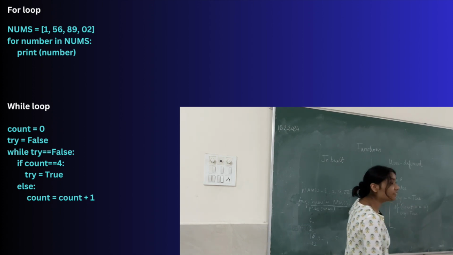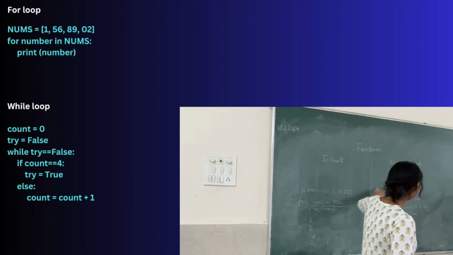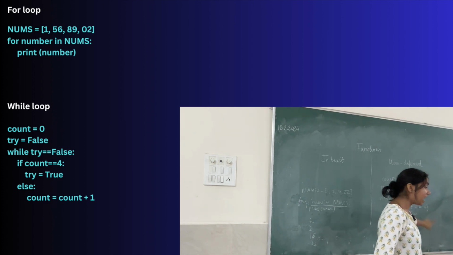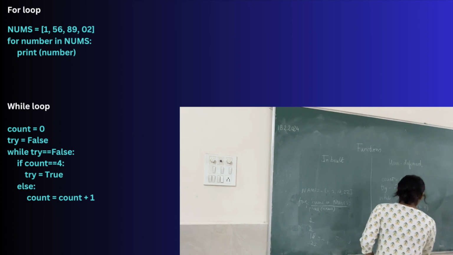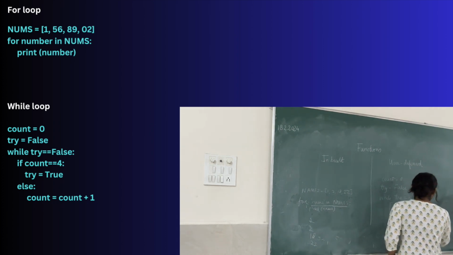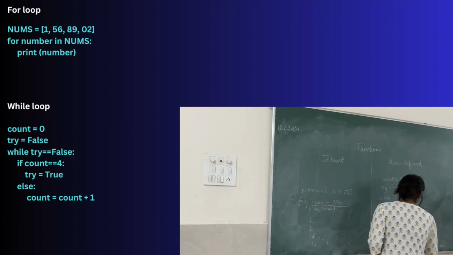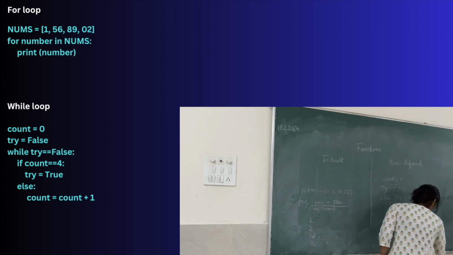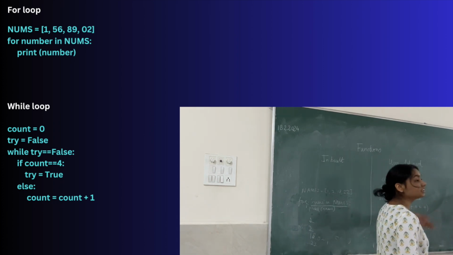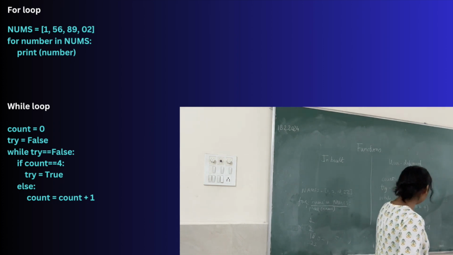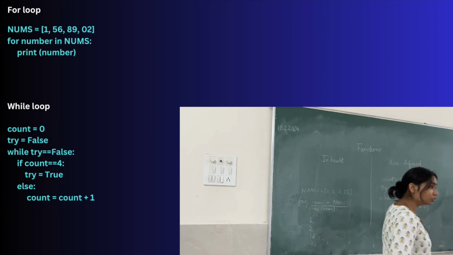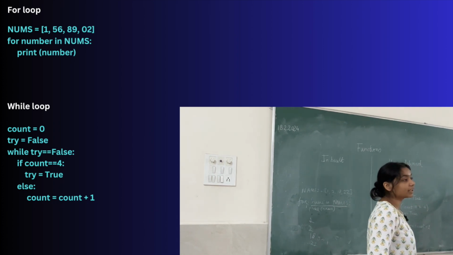Remember, I can change the value of a variable in the middle. Right now it's false, but I can make it true only when count is equal to 4. That's when the loop will stop running. And obviously we need to give an else condition. The else condition will be count equals count plus 1. Here I am increasing the value of count by 1 every time until it reaches 4. When it reaches 4, try will become true and the loop will automatically stop running.